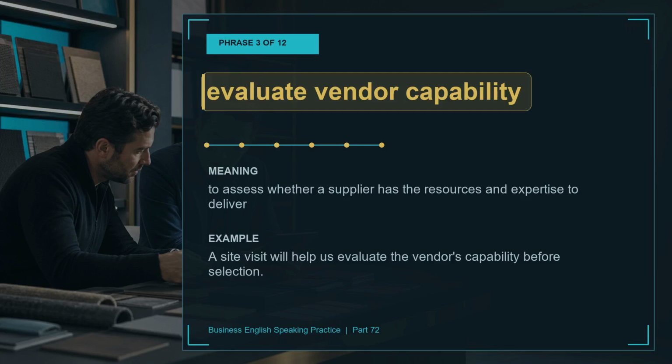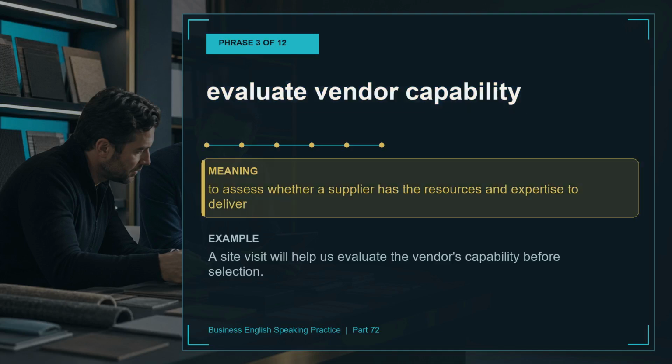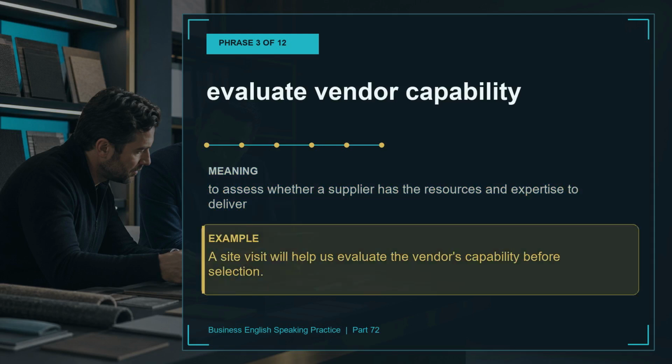Phrase 3. Evaluate vendor capability. Meaning, to assess whether a supplier has the resources and expertise to deliver. Example, a site visit will help us evaluate the vendor's capability before selection.